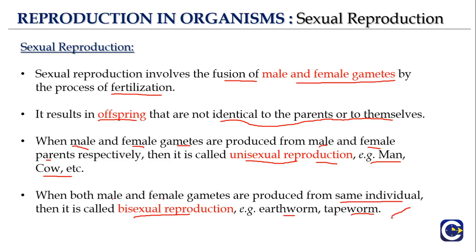Within the same organism, both male and female gametes will be produced, and this is called bisexual reproduction. So the difference between unisexual and bisexual reproduction is that in unisexual reproduction we have a man that produces male gametes and a woman that produces the female gametes. However, in bisexual reproduction, the same organism will produce both the gametes.